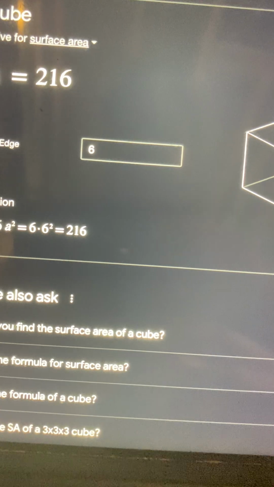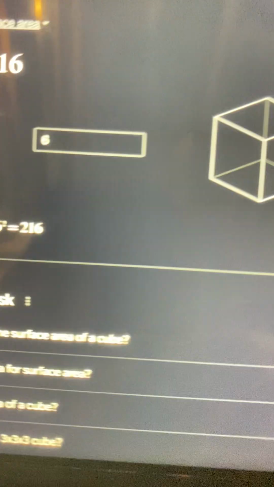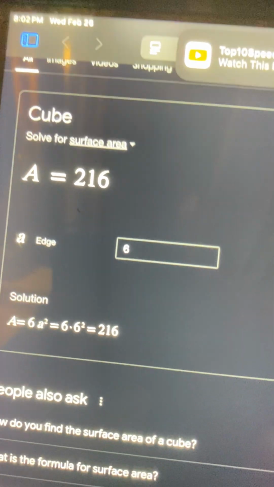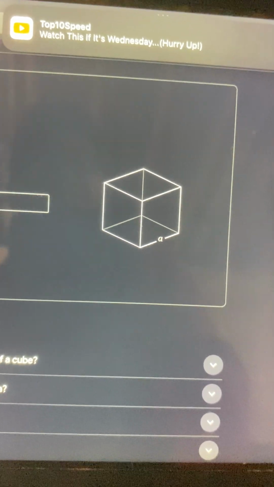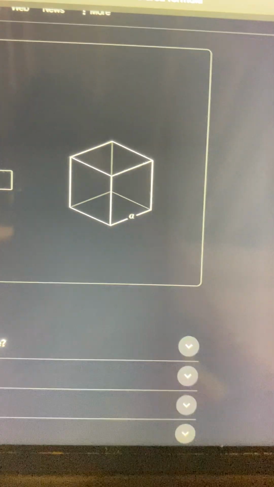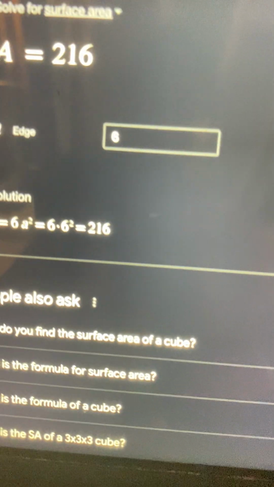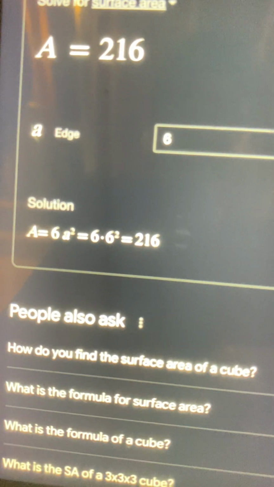Because 6 times 6 is 36. And 36 times 6 is 216. So the surface area of the cube is 216. Because the surface area of any cube is 6a squared. 6 times 6, again, that's 36. And 36 times 6 is 216. Because 6 times 6 squared equals 216. Or in other words, 6 times 36 equals 216, not to get you confused. So the surface area of a cube is 6a squared.